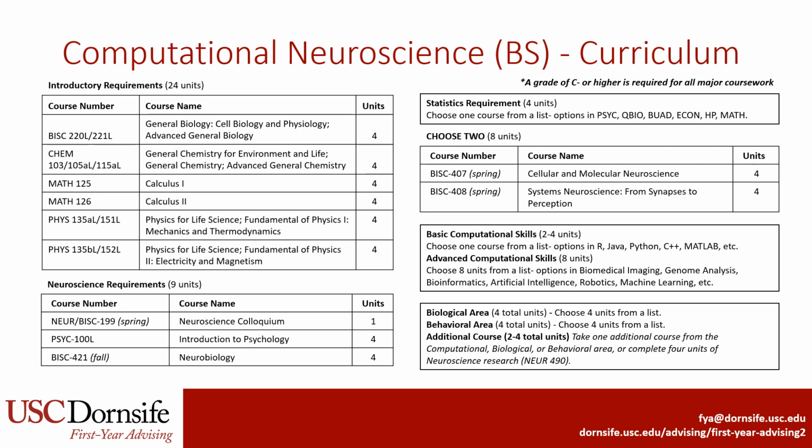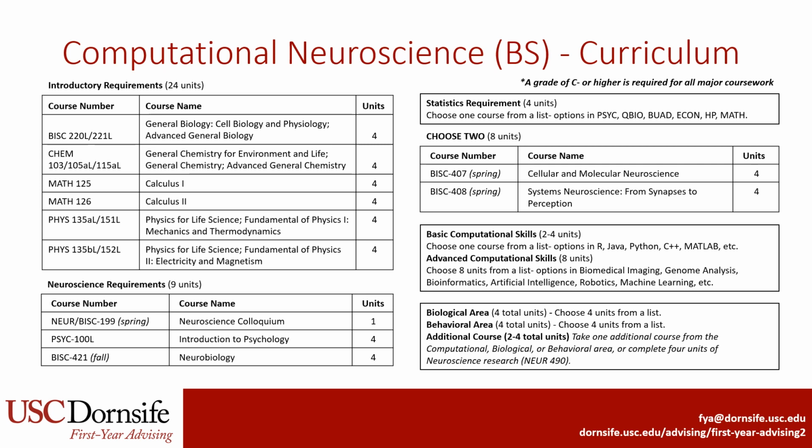Students are required to complete a basic computational skills course in Java, Python, C++, etc. Students will also complete 8 units of advanced computational skills. There is an extensive list to choose from, and some examples are shown here. One thing students are encouraged to keep in mind are the prerequisites for these advanced courses, and I will explain why on the next page.